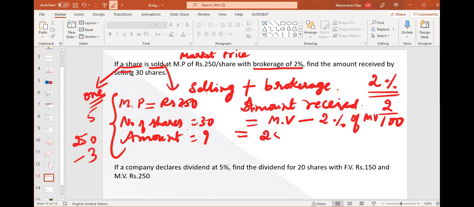How much is the market value? 250 rupees minus 2 per cent, that is 2 divided by 100, of, which is multiplication, multiplied by the market value. The market value is 250 rupees. So calculate how much this is. 250 into 2 is 500. 500 divided by 100. How much is it? How much is the brokerage? I'm just asking for the brokerage, not the amount received.